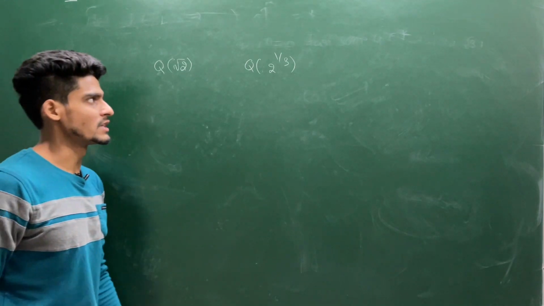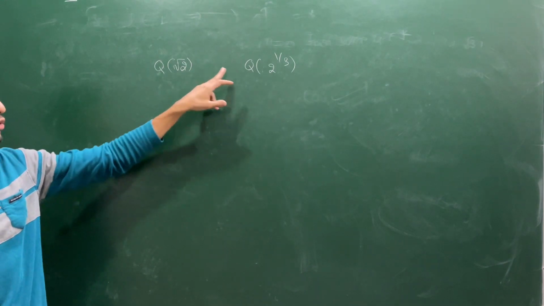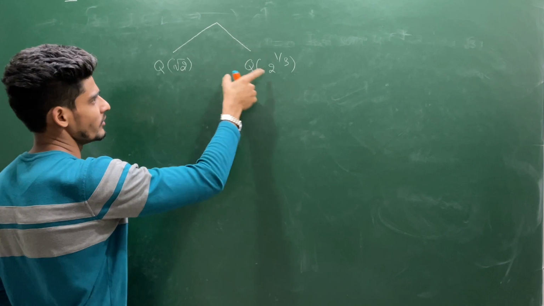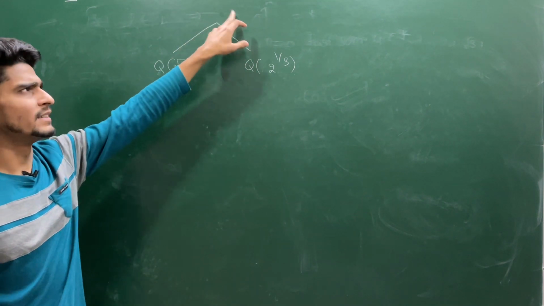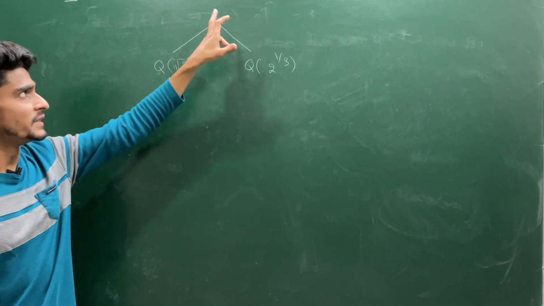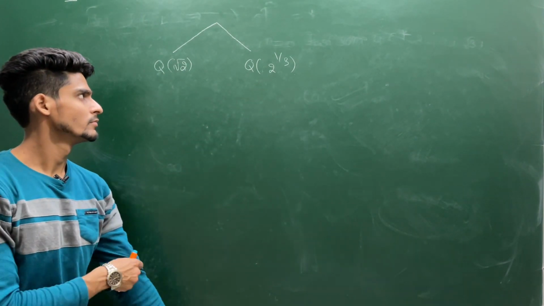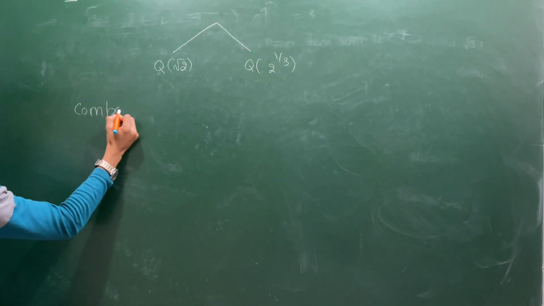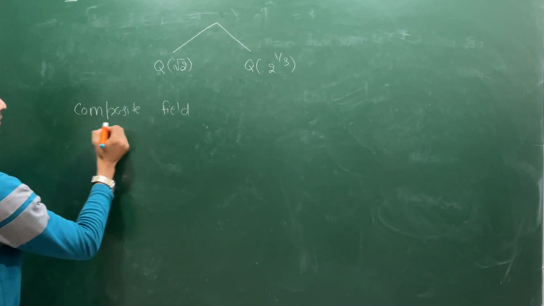Can you give me the smallest field containing these two fields? Give me the smallest field which contains both. If such a field exists, that field is known as the composite of these two fields. So let me first define the composite field, then I will come to the answer of this.